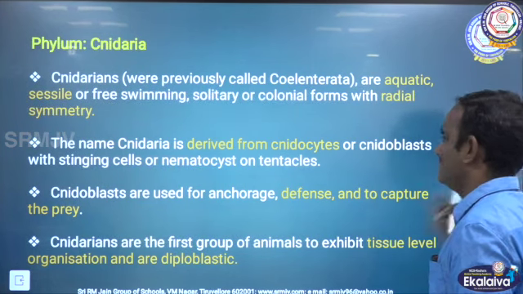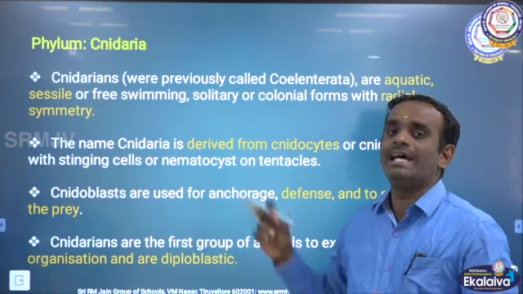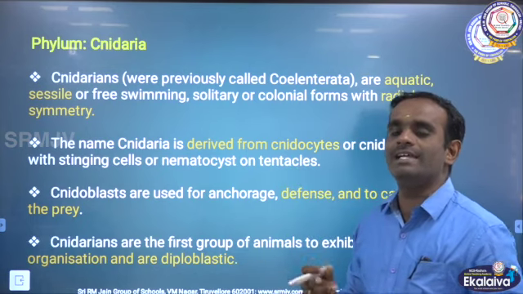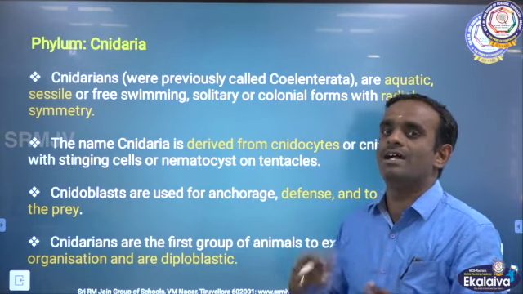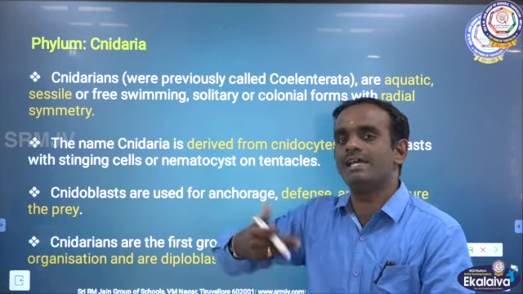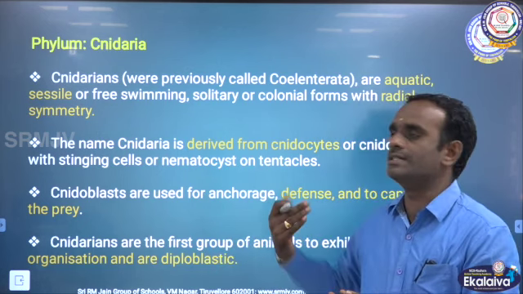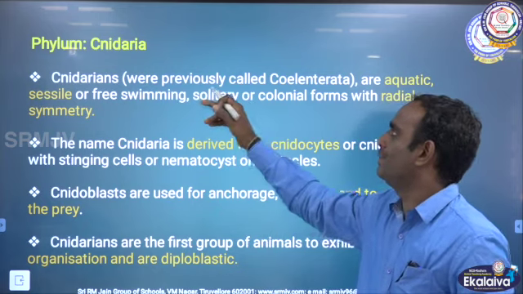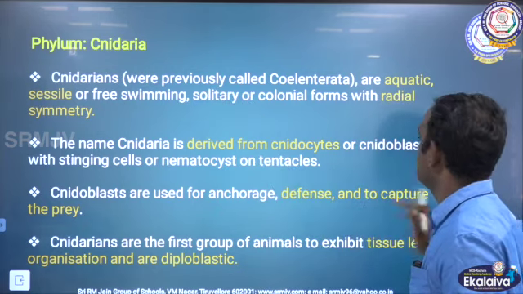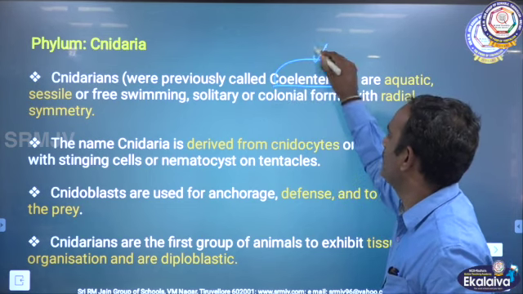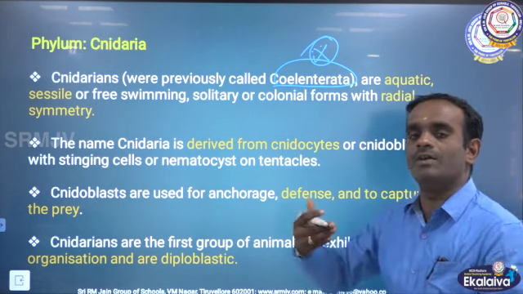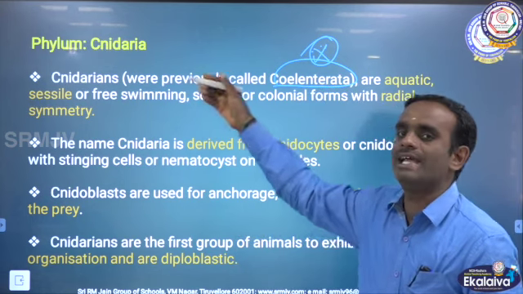The second one is Phylum Cnidaria. Before that, it was not Cnidaria. It was called Coelenterata. Now it is upgraded. It is changed. Coelenterata is termed as Cnidaria. See here, Cnidarians were previously called Coelenterata. Very, very important. So initially it was said to be Coelenterate. Now it is upgraded. It is called Cnidarians.